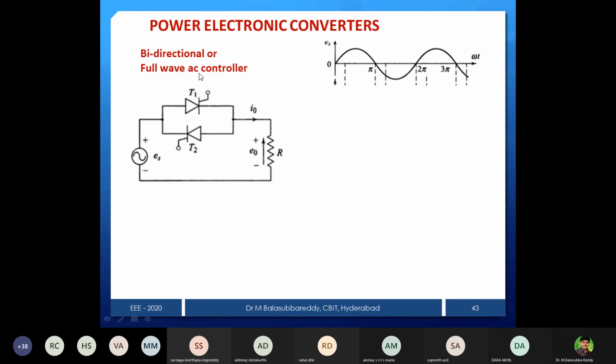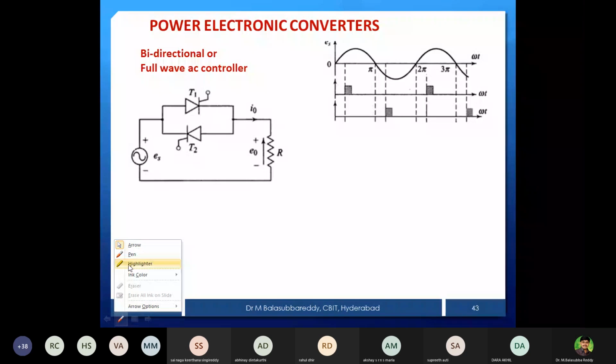Bidirectional or full wave AC voltage controller: input is AC supply, as such we can write, and we have to provide the firing pulses. There must be 2 pulses here, one pulse per positive half cycle for thyristor T1, another one at negative half cycle for thyristor T2. Like that we provide the firing pulses. Next, operation: during positive half cycle T1 will be forward bias, and we are giving a pulse at T1. Then what will happen?